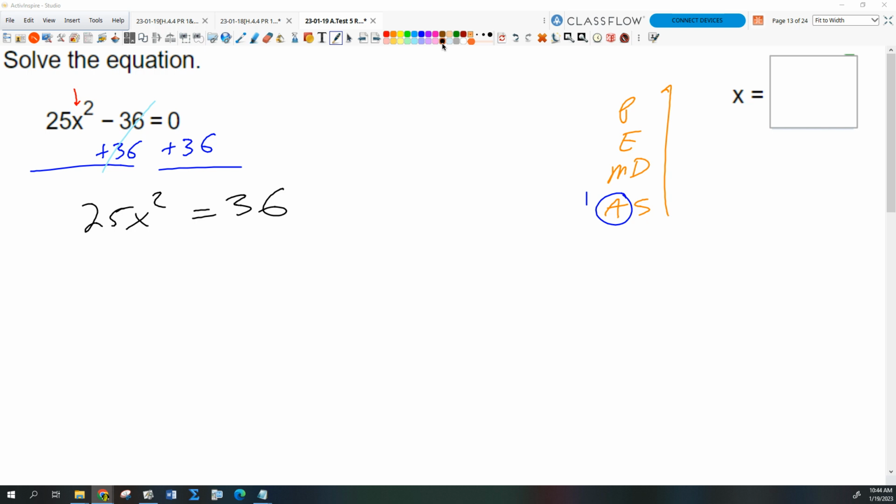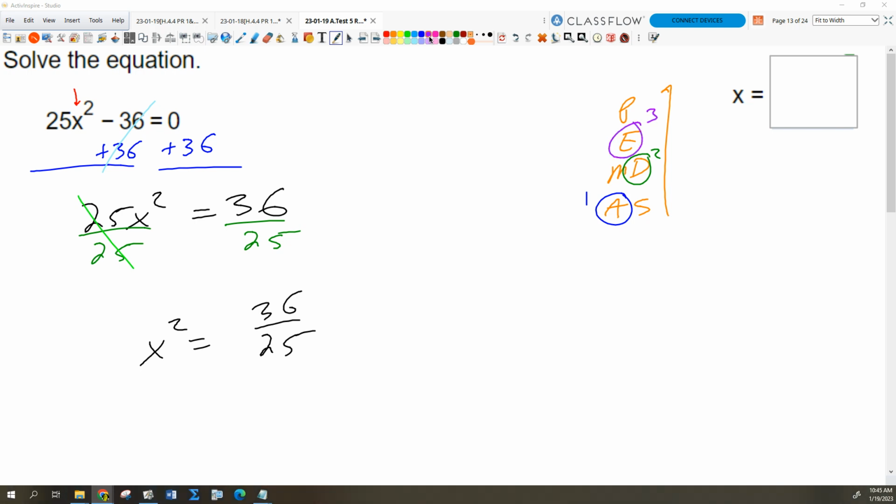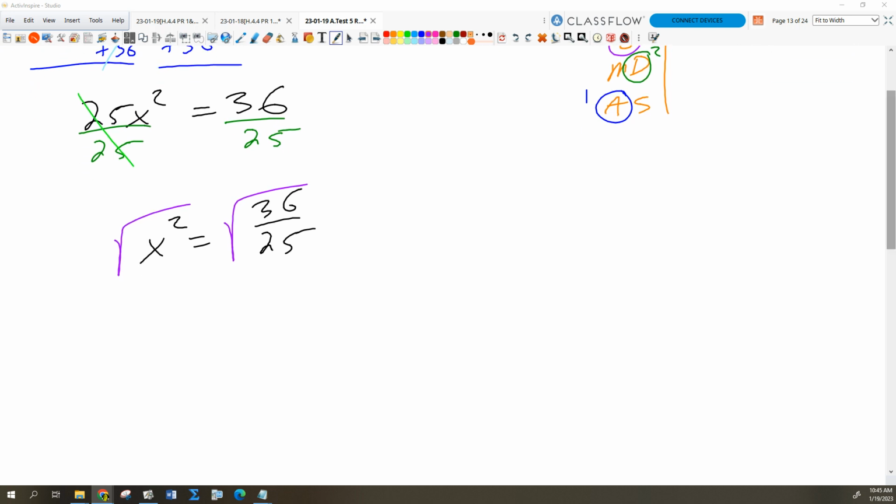Do I need to multiply or divide? Yeah, I got to divide, don't I? Got to divide by 25. So these guys cancel. And now I get x squared equals 36 over 25. So finally, what do we get up to? Exponent. Yep. So last step, square root both sides. That cancels the squared, and we got it.